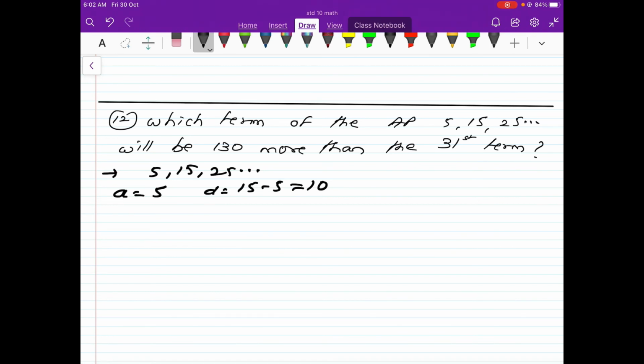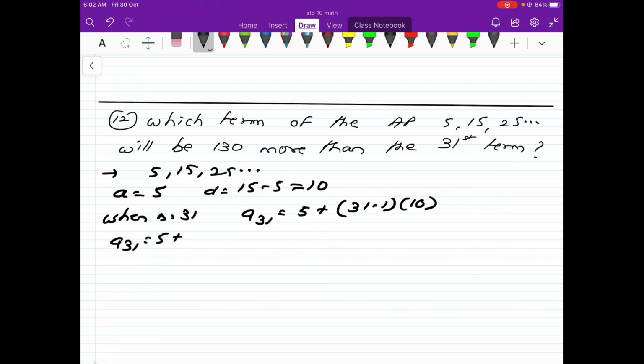So now we will find the 31st term. So when n is equal to 31, I have to find the value of A31. So this is 5 plus 31 minus 1 into 10. A plus n minus 1 into D. So this becomes A31 is equal to 5 plus 30 into 10 is 300. So we are getting 305. So our first step is over. Now the value of the 31st term is 305.